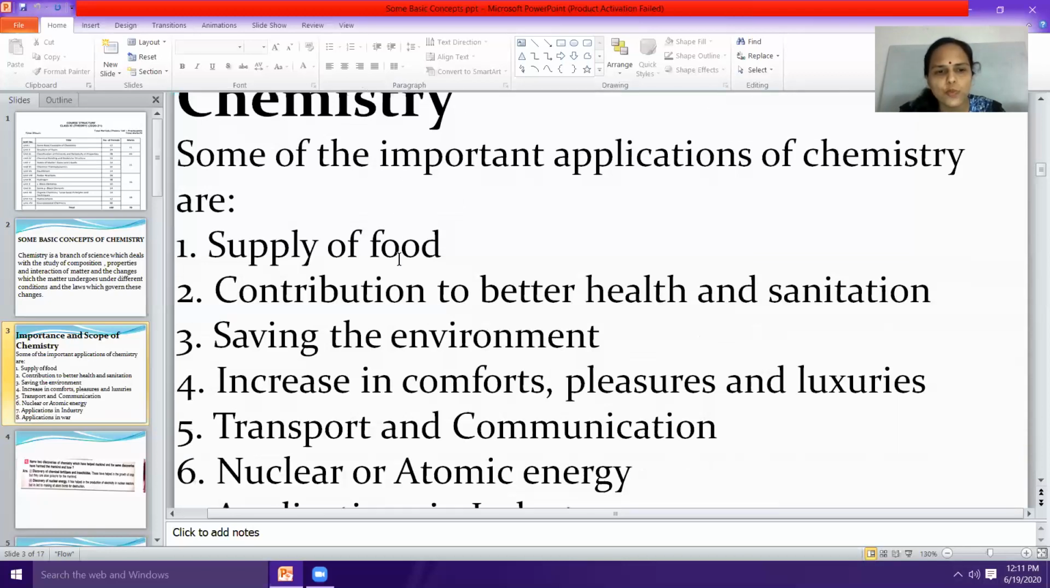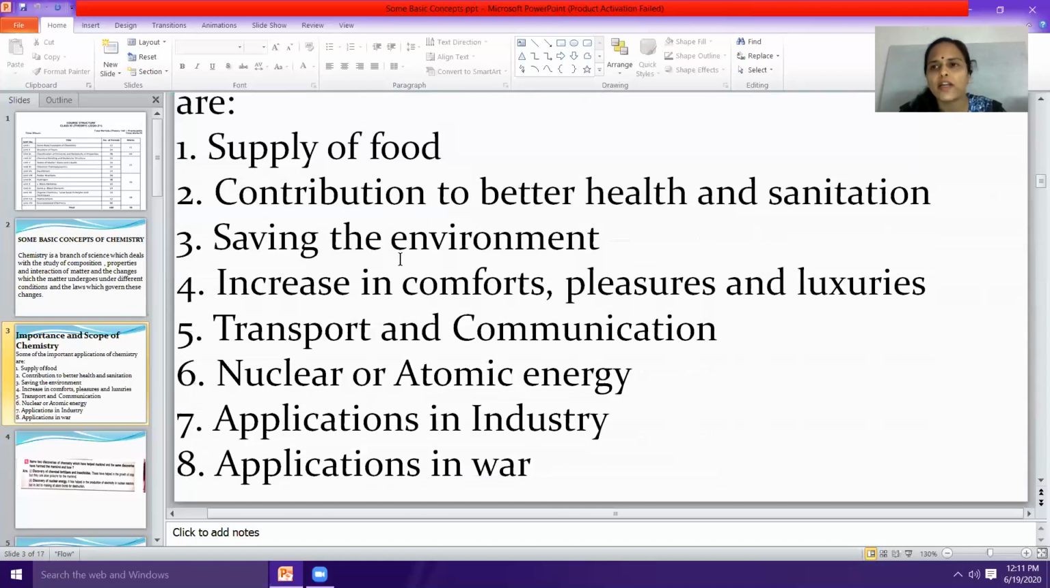Next, the sixth point, nuclear or atomic energy. Nuclear or atomic energy is used for the production of electricity also. An alternate source of energy, the nuclear source, can also be employed for digging tunnels and blasting mountains.